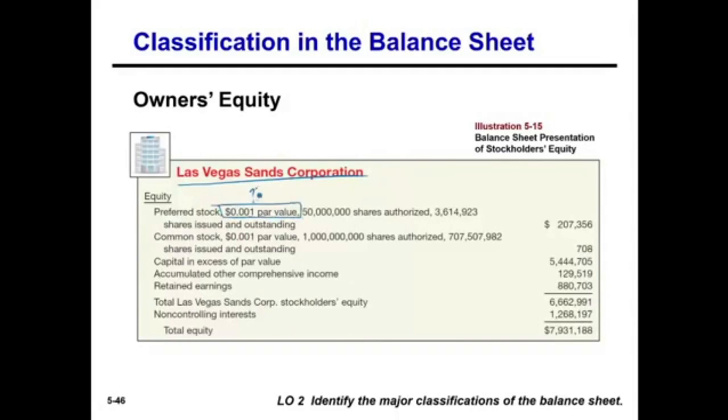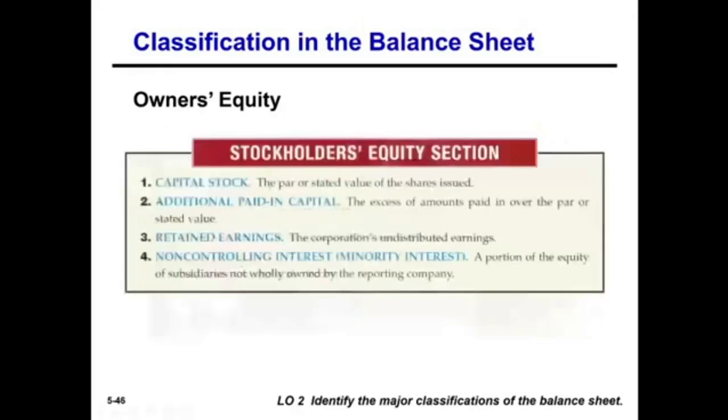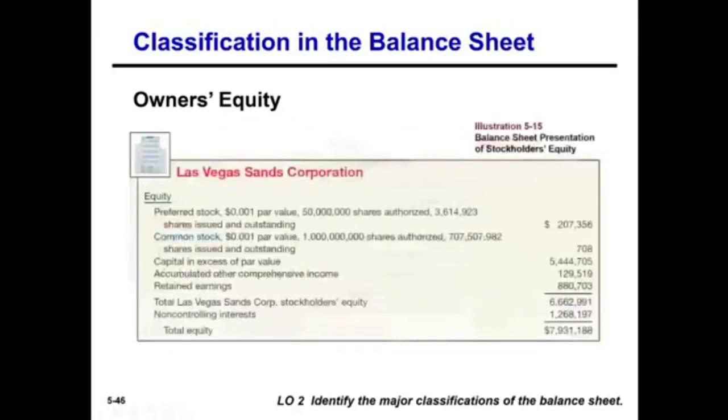So what does that mean? It doesn't really mean anything. But if there's a par value, they have to disclose it. They also have to disclose how many shares are authorized. So they are authorized to issue 50 million shares. Of those 50 million, 3.6 million are issued and outstanding. It means they are sold. Actually, this is the preferred stock.